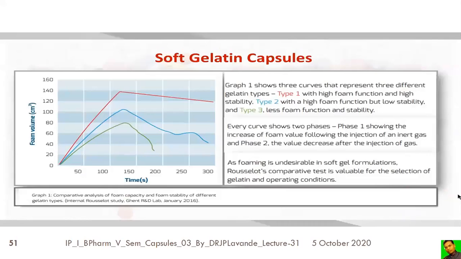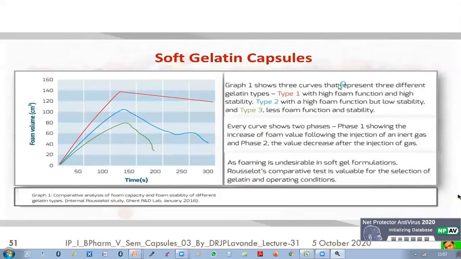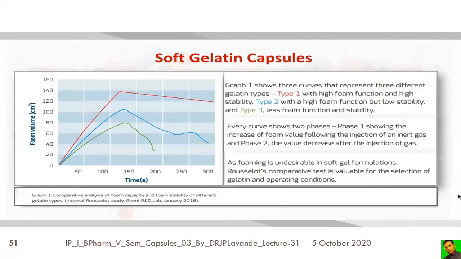Here you can see there is a graphical representation which shows the graph of time versus foam volume. You can see three different graphs. The first is shown by the red color, the second by the blue color, and the third by the green color. The first shows high foam formation and high stability. Second, again high foam formation, low stability. The third one has less foam formation and less stability.